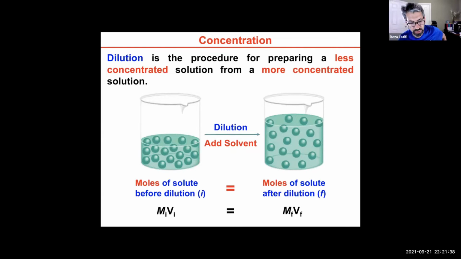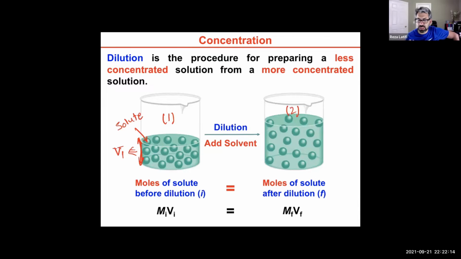Check this. The left beaker, let's call it 1, and this one we call it 2. The left beaker has a bunch of solute. Those circles are the solute. And we have solvent as well. So this is going to be our volume, and we call it V1. From the left to the right side, the only thing we did was add just solvent.